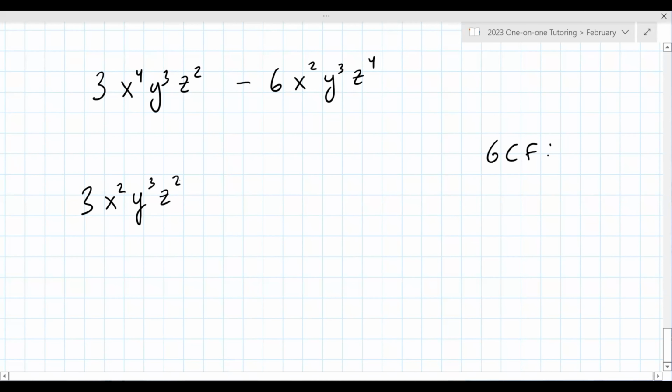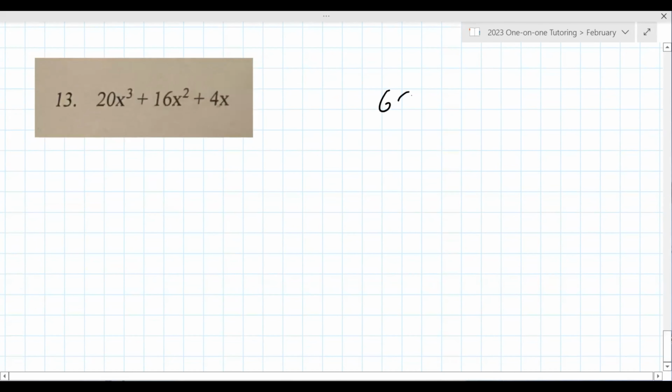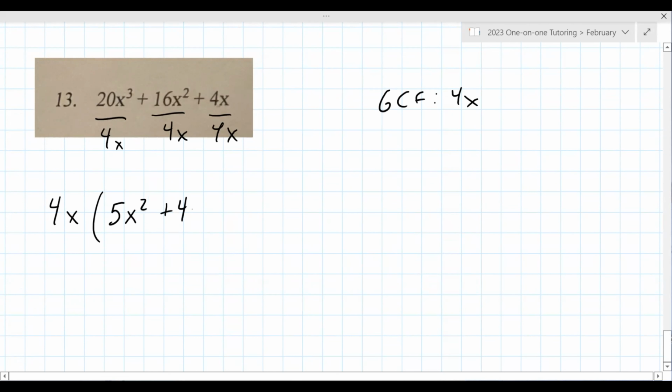All right, let's move on to number 13. So you always start with the GCF. And in this case, the GCF in this new problem is 4x. You go through the numbers, you go through the variables, and then you divide each of these by 4x. So that's 5x squared plus 4x plus 1, like this.